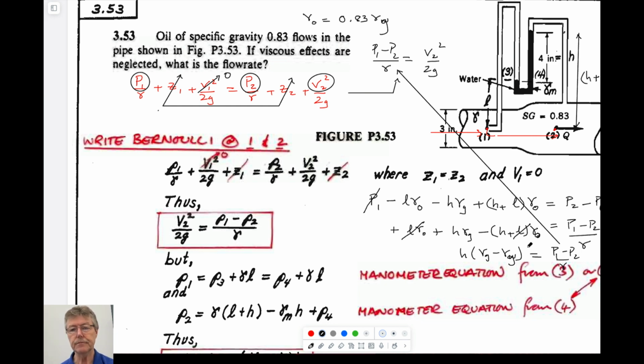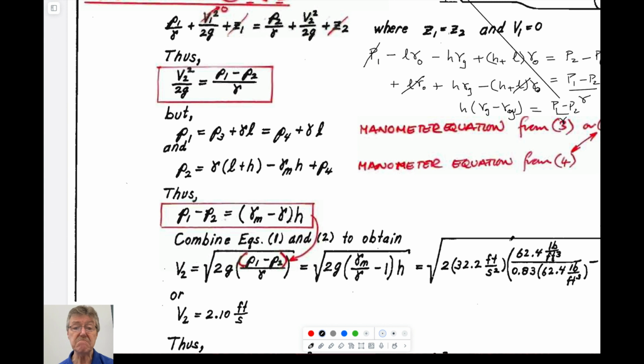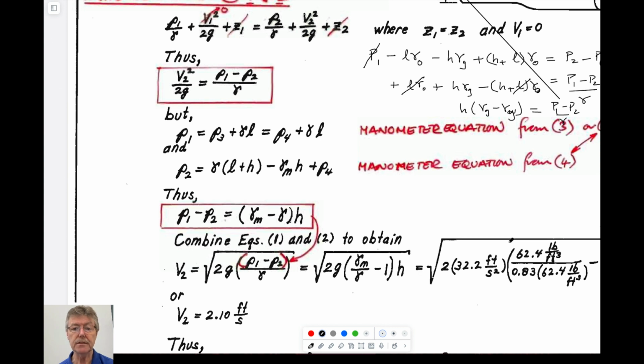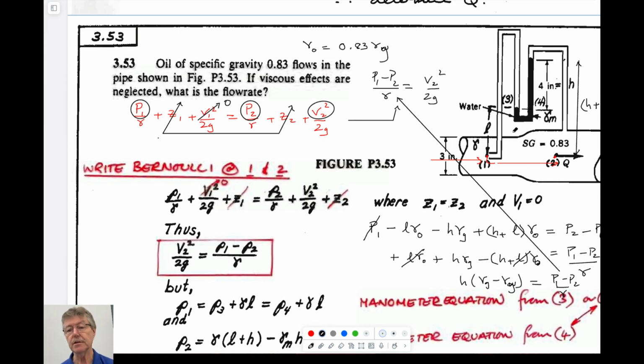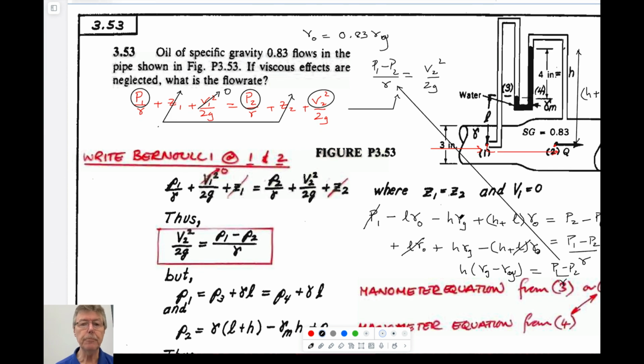This is oil. And so we have that, and so we can solve. So we can solve for the magnitude of this as a function of h. If we're given h, which we have, which is 4 inches, we can solve. So that's it. So, don't overcomplicate things. All we've done is we've written Bernoulli. We've seen that we have 3 terms that we don't know.